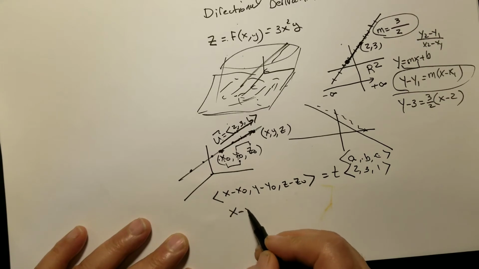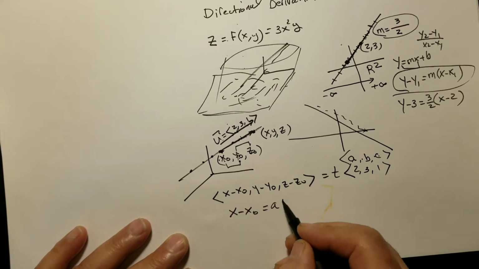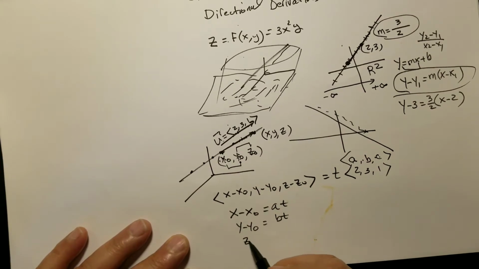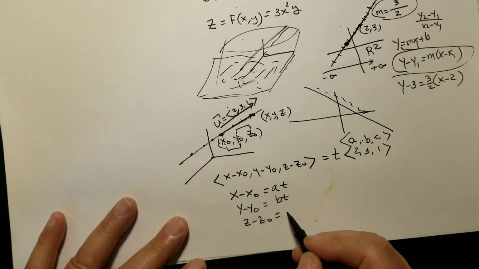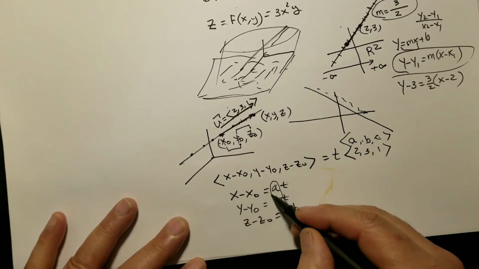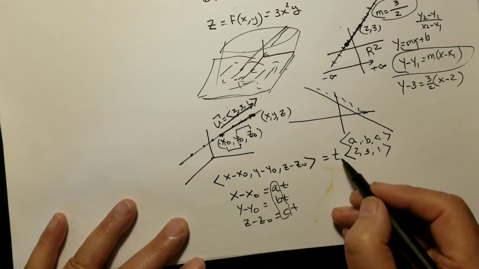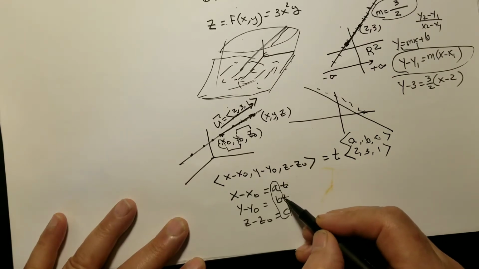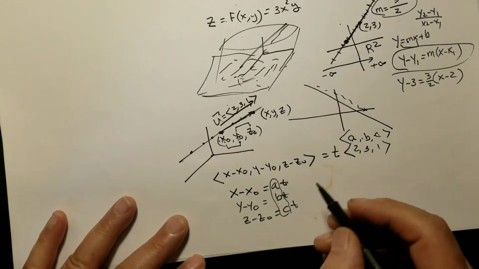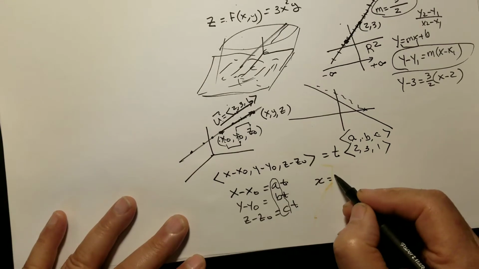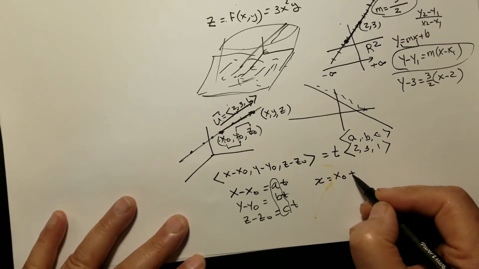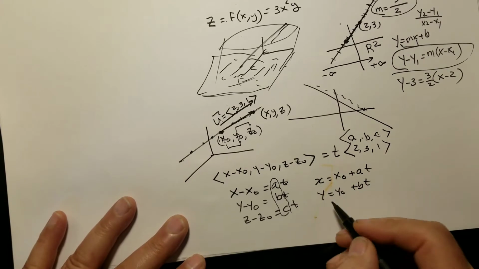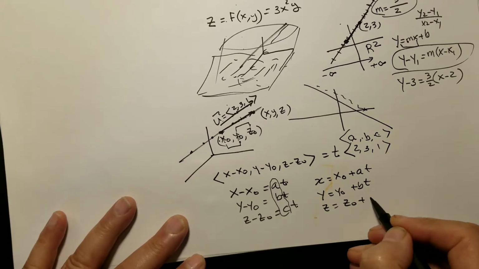Therefore, for the equation of a line, x minus x naught must become equal to at, y minus y naught equal to bt, and z minus z naught must become equal to ct. These are directional numbers. This t is a constant multiple. Maybe the length is twice as much, a half of it, a third of it. Therefore, the points of the line can always be found by x equals x naught plus at, y equals y naught plus bt, and z equals z naught plus ct.